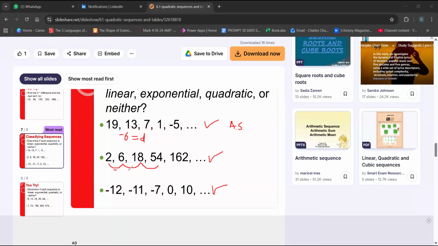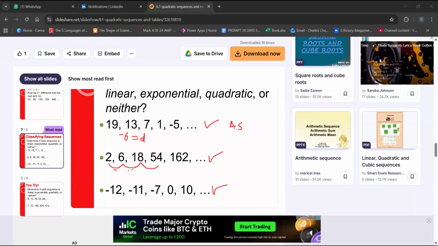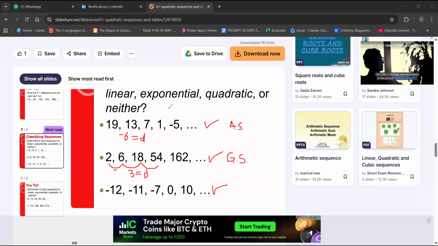So that means the common ratio in this case is three. In other words, it is a geometric sequence. I'm going to denote it there that it's a geometric sequence. And of course, by now you would know that another name for geometric sequence is exponential sequence, right? Yes, sir. That's this one. Okay. Nice one.